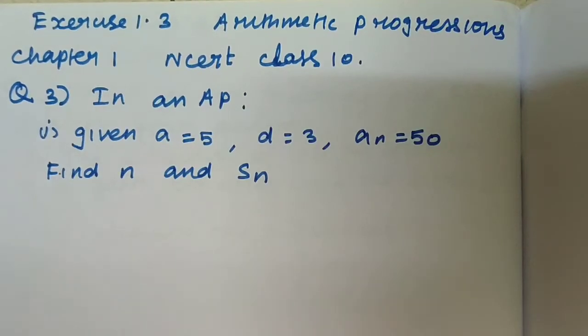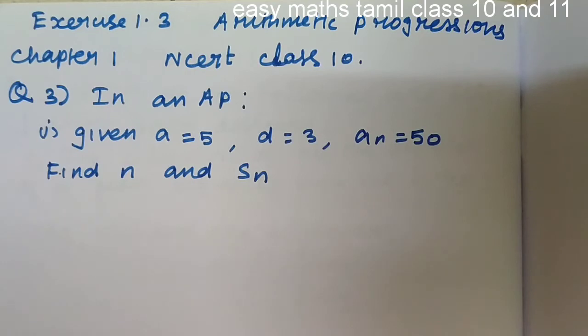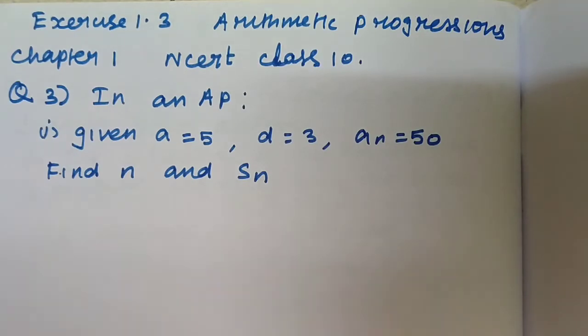Hello viewers, our topic today is arithmetic progressions, chapter 1, exercise 1.3, question number 3. In an AP, given a is 5, d is 3, an is 50, find n and Sn.